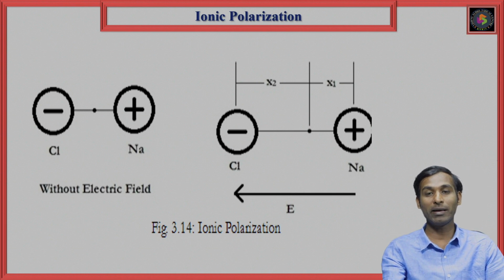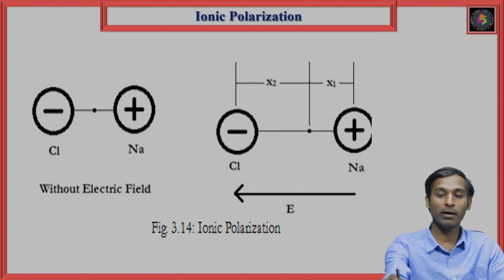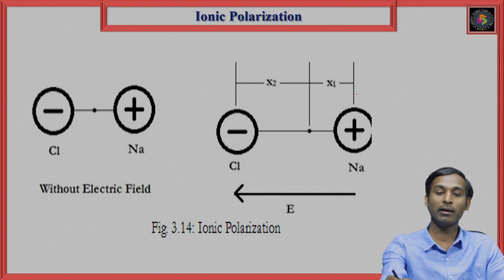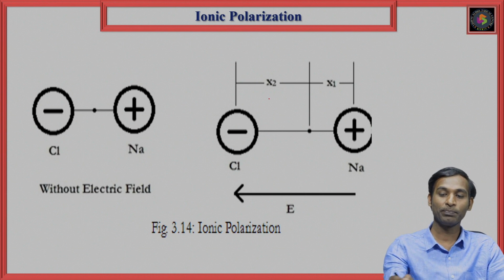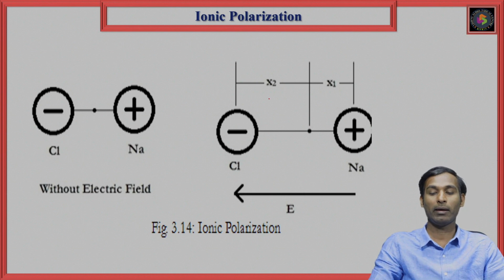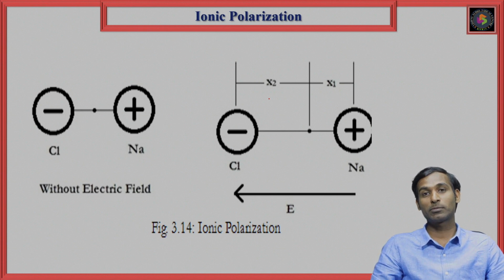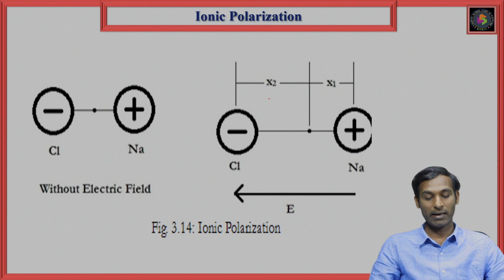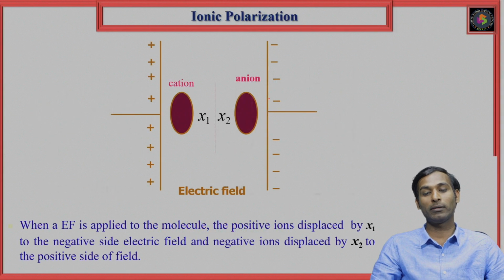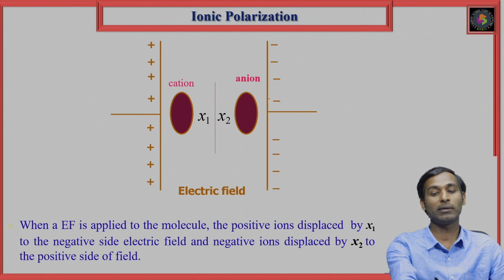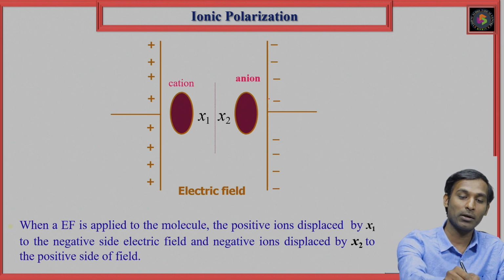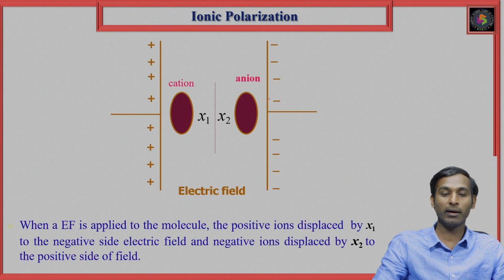Now, in the presence of the external electric field, the positive ions move to the right side, direction x1, and negative ions move to the left-hand side, direction x2. Now, you can see here, negative ion with respect to x2, positive ion with respect to x1. I am writing here the total displacement x is equal to x1 plus x2, right? Now you can see here, with respect to the external electric field, cation is x1, anion is x2. One is the positive side end, another one is the negative side end.